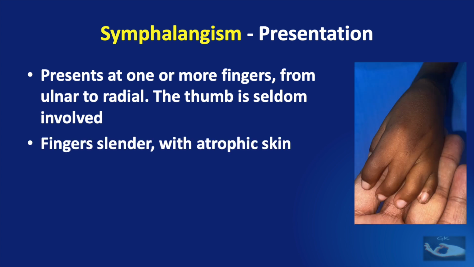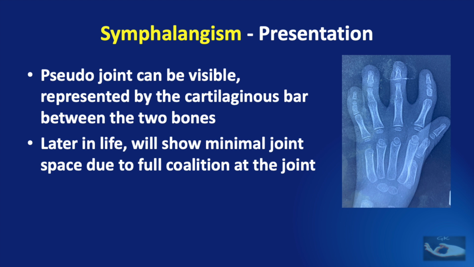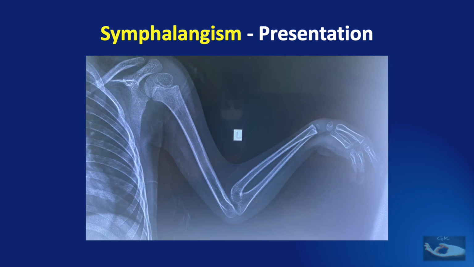At physical examination, the fingers are slender with atrophic skin and the flexion creases are absent at the involved joints. In radiographic examination of the child's hand, a pseudo joint can be visible, represented by a cartilaginous bar between the two bones. Later in life, radiographs will show a minimal joint space due to full coalition at the joint. You can make out the pseudo joint in the index finger and full coalition at the middle and ring fingers in this hand. In this particular child, this symphalangism was associated with proximal radioulnar synostosis.